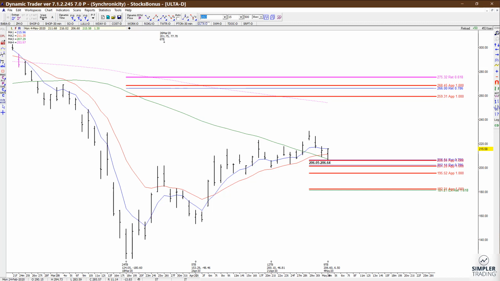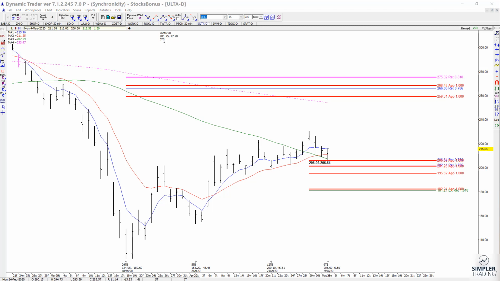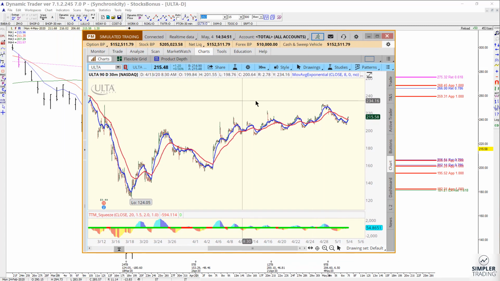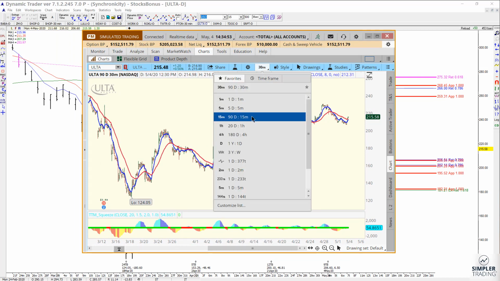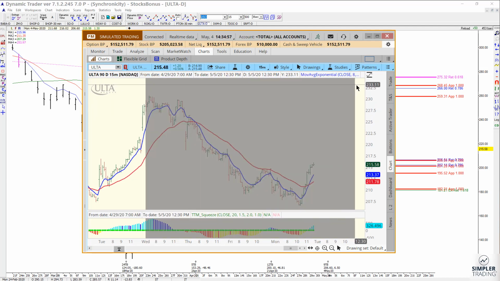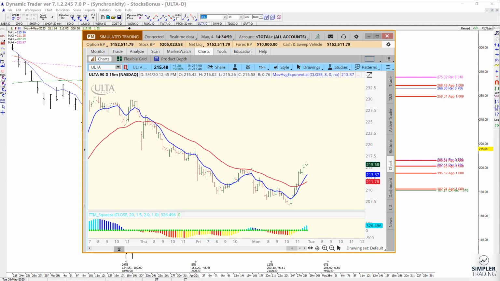So here, let's see, I don't know how to drag this thing over here. All right, here we go. So this is Alta, and I know that on the 15-minute chart there was a buy trigger, and you can see that with the fact that we took out this prior swing high over here, and then we also had the 834 EMA crossover to the upside.